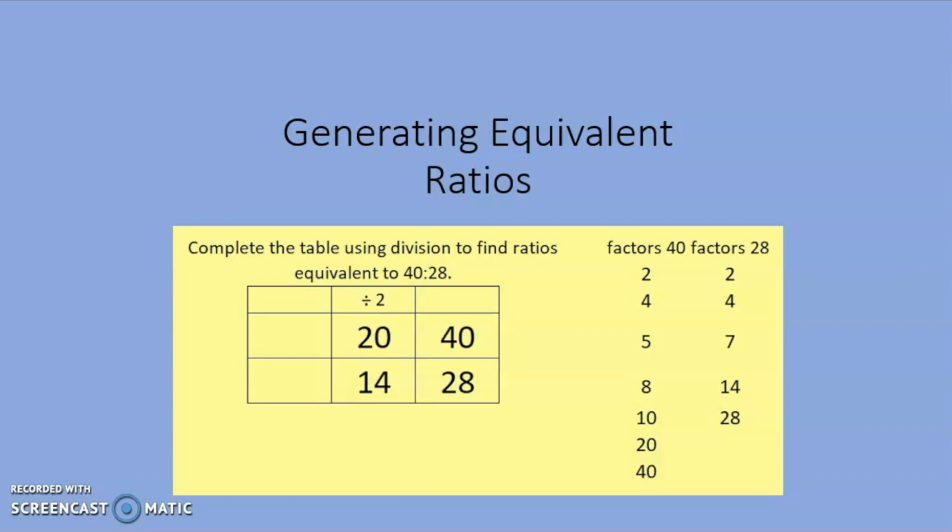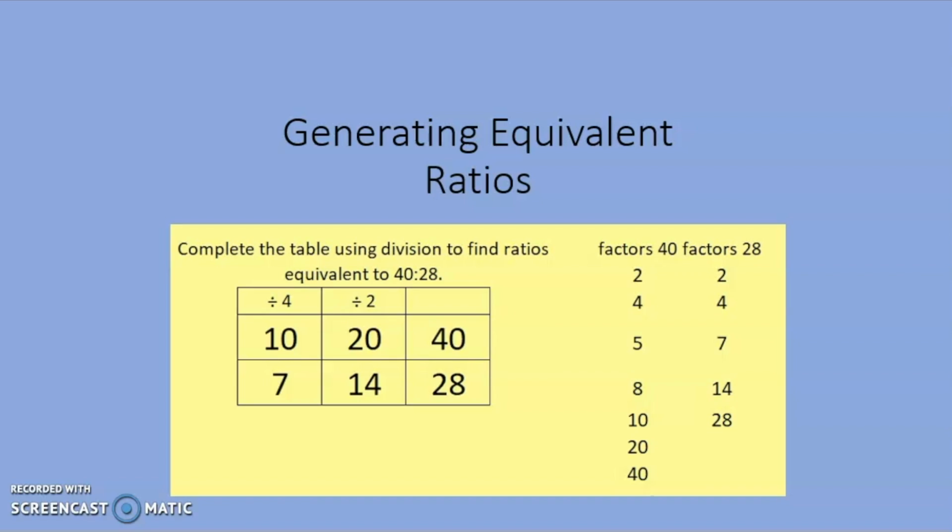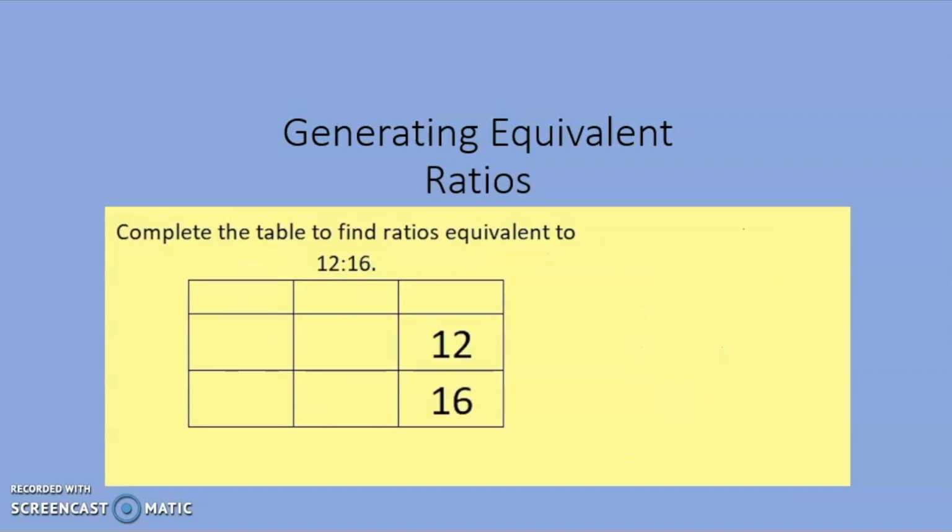So 40 can be divided by 2, and you get 20. 28 can be divided by 2, and you get 14. We have 40 divided by 4, the other factor, and we get 10. 28 can be divided by 4, and we get 7. So we found equivalent ratios for 40 to 28.